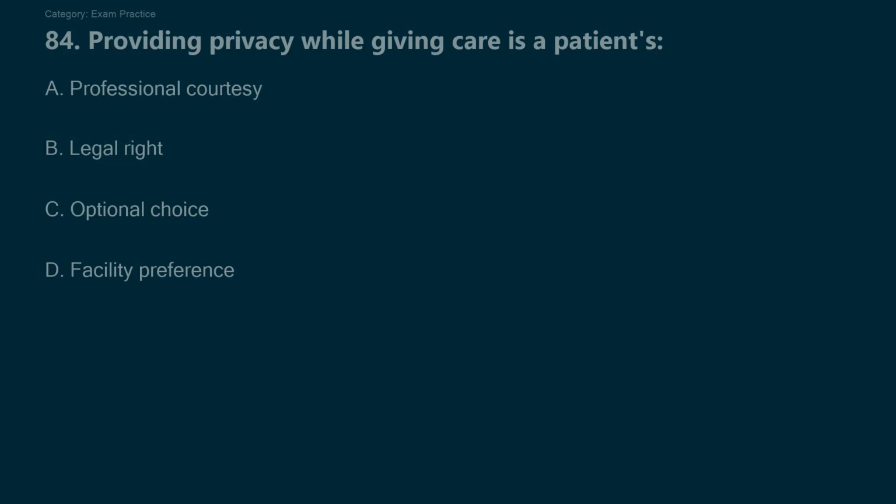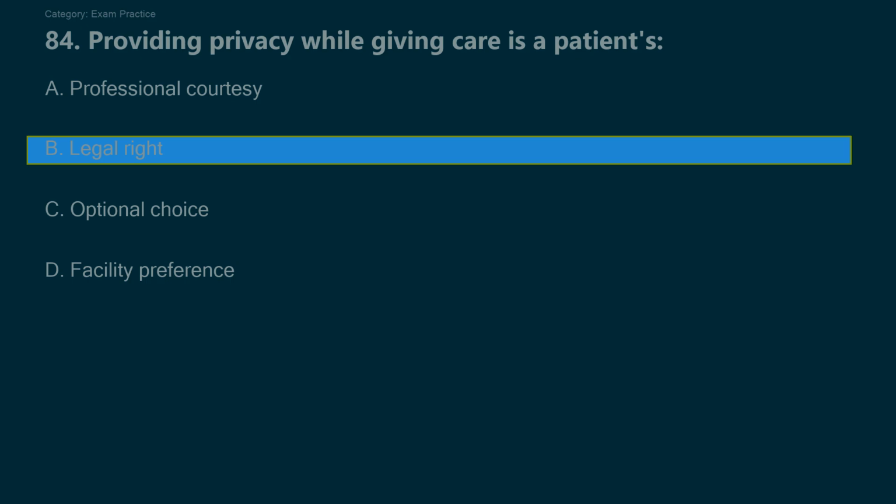Question 84. Providing privacy while giving care is a patient's option A. Professional courtesy. Option B. Legal right. Option C. Optional choice. Option D. Facility preference. The correct answer is option B. Legal right.